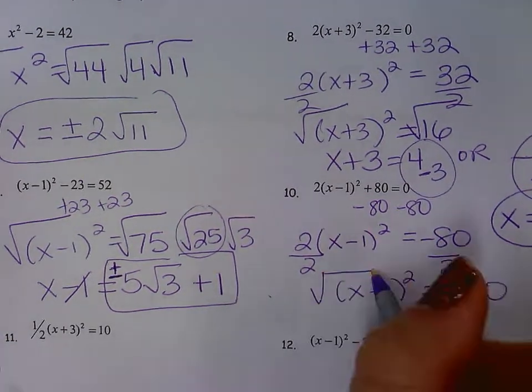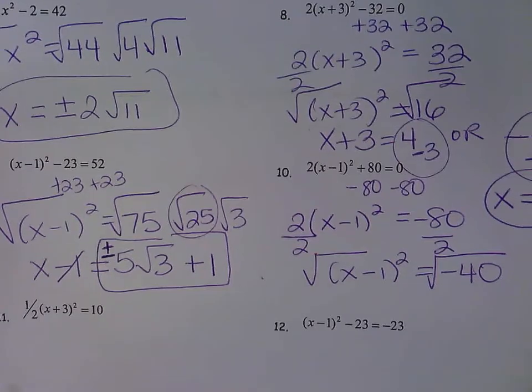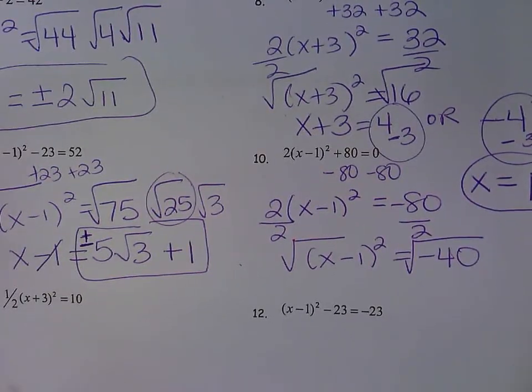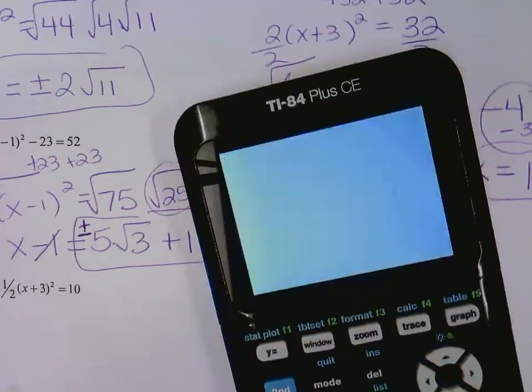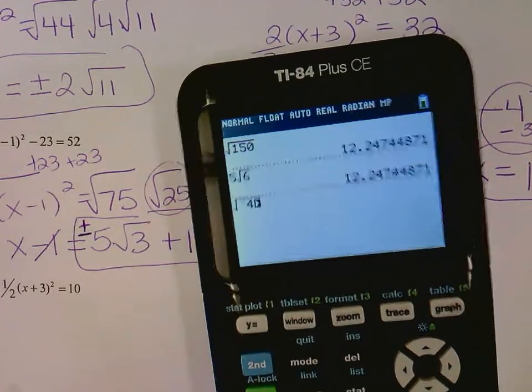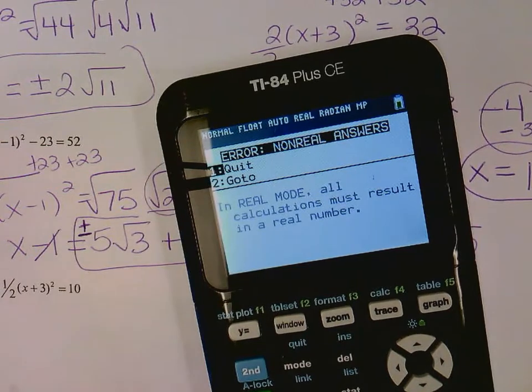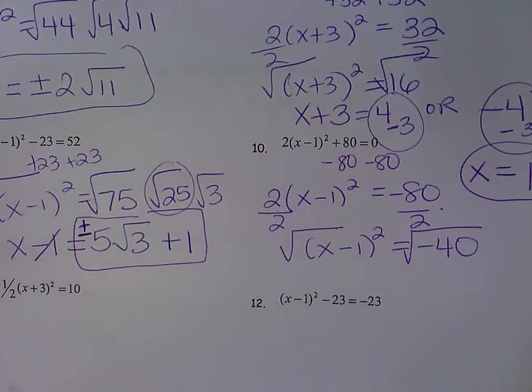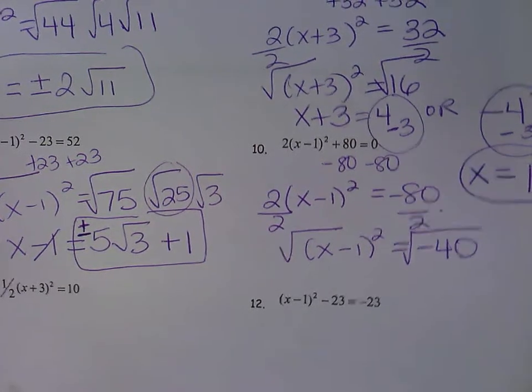When I go to take the square root of both sides, a little red alert should pop up in your brain. Can I take the square root of a negative number? If you're not sure, go on your calculator, take the square root of negative 40, and it says non-real answer, which means it does not have a real x-intercept on the graph. We're not going to learn about complex numbers, imaginary numbers, but advanced and pre-calculus will. So you'll see them again if you end up taking a later math class.